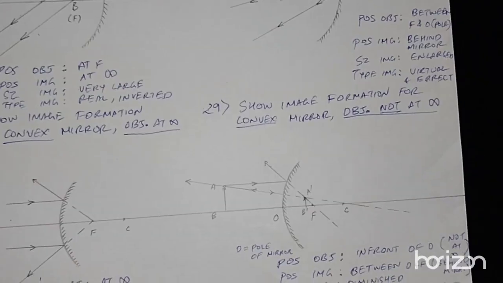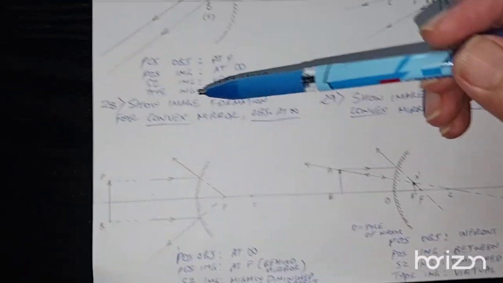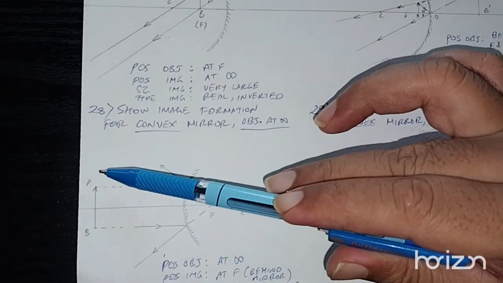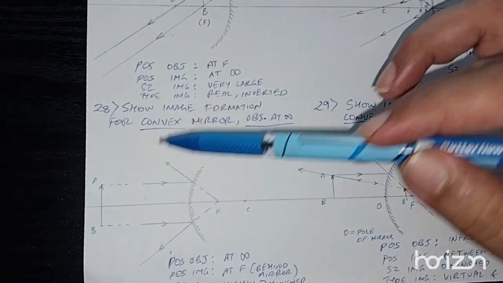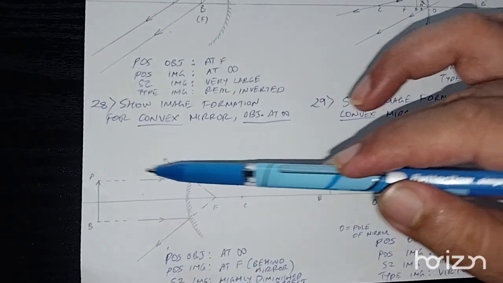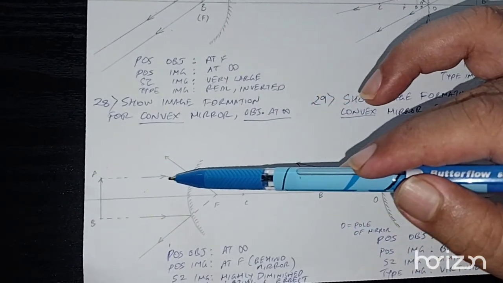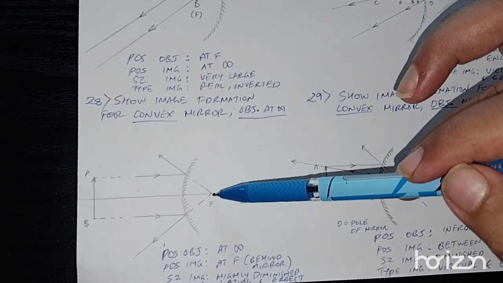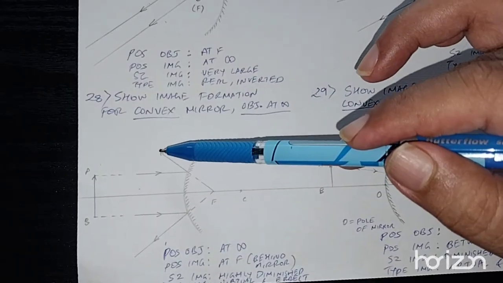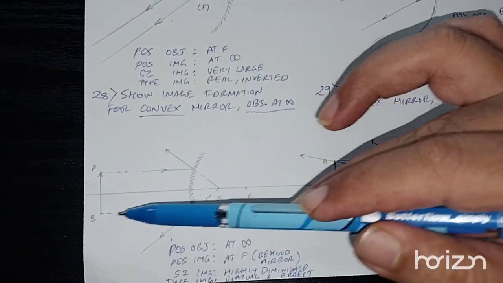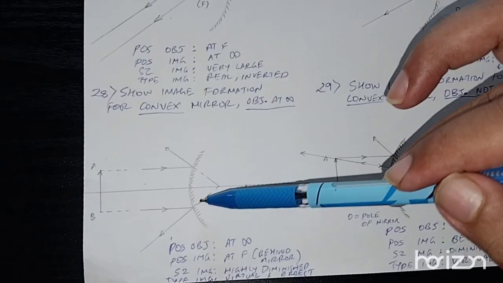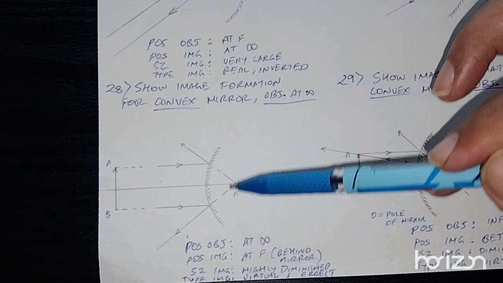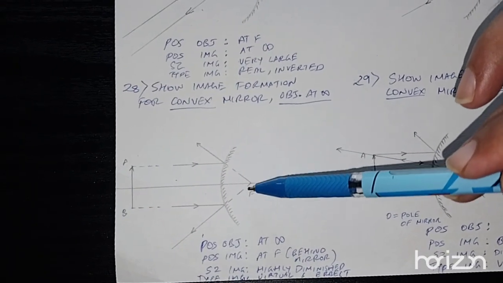Now let's look at the cases for the convex mirror. In the case of a convex mirror, there are only two interesting cases. One is object at infinity. Because the object is at infinity, we have only parallel rays coming in. A ray parallel to the principal axis comes, and it gets reflected such that it appears as though it is emerging from F. Similarly, B comes, B is parallel and gets reflected such that it appears to be coming from F. You can see that the image is therefore formed at F, and it's a highly diminished image.